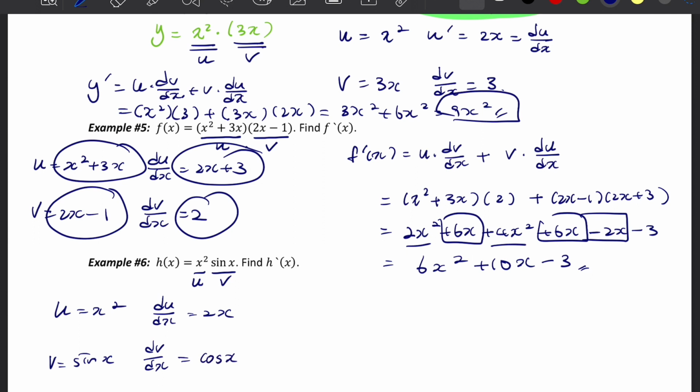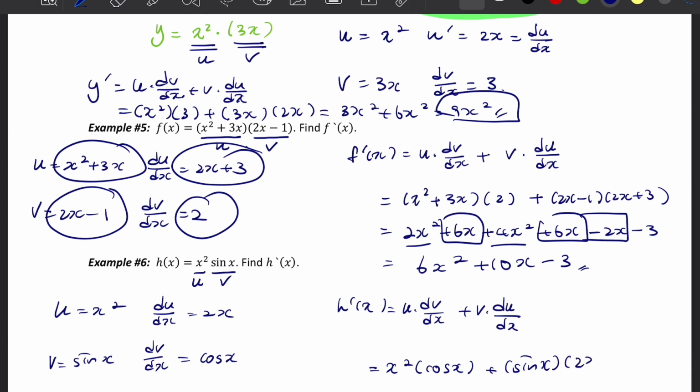Then we can say h prime x is the same as u times dv over dx plus v times du over dx. So this is the same as x squared cosine x plus sine x times 2x, and this is equal to x squared times cosine x plus 2x times sine x.